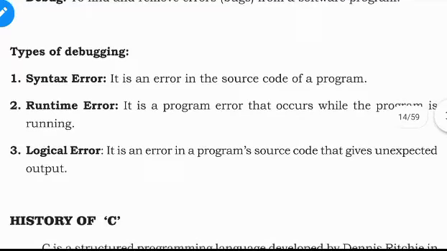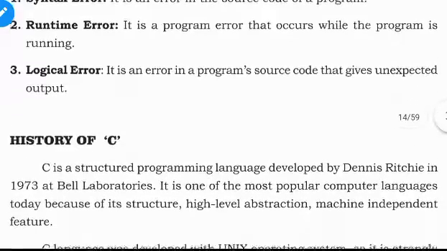So what are the types of errors? Syntax error, runtime error, logical error. Syntax error is an error in the source code of a program. Runtime error is the error that occurs while the program is running. And logical error is one that gives unexpected output.